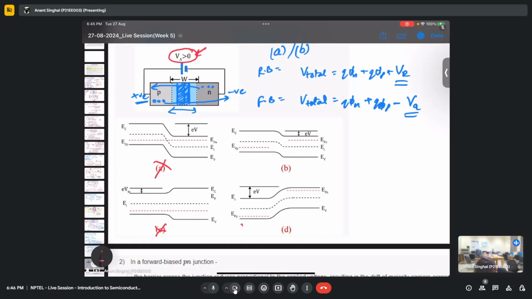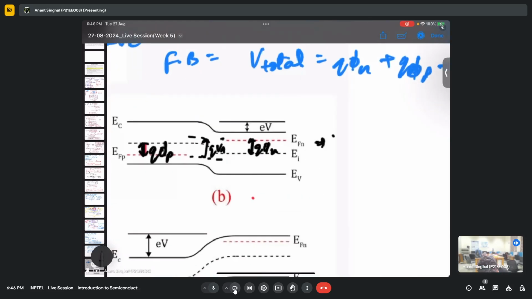And now if I talk about option B and D, in option B, you can clearly see that we have a certain Q phi P and we have a certain Q phi N. And there is some overlap, you can clearly see if I try to draw this. And this is QVA. I hope it is visible. Maybe I can zoom this, which will make the V total Q phi P plus Q phi N minus QVA. And that is what is shown in electron volts here.